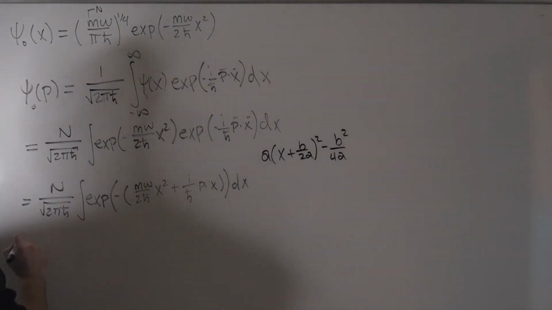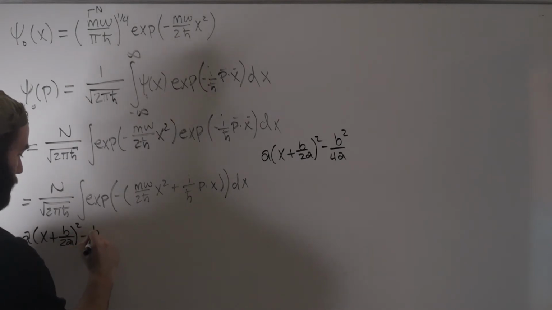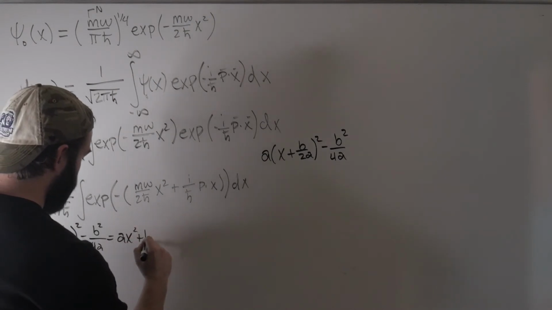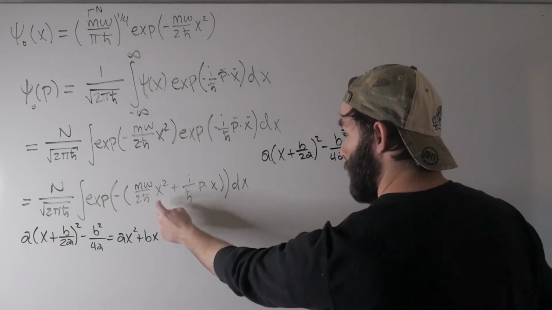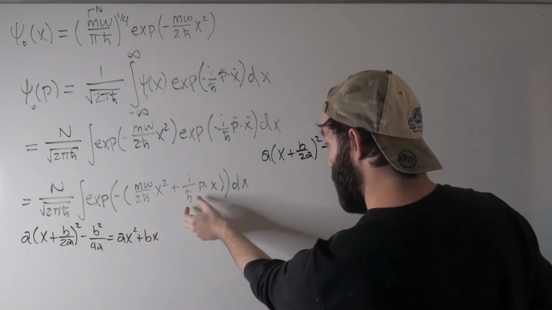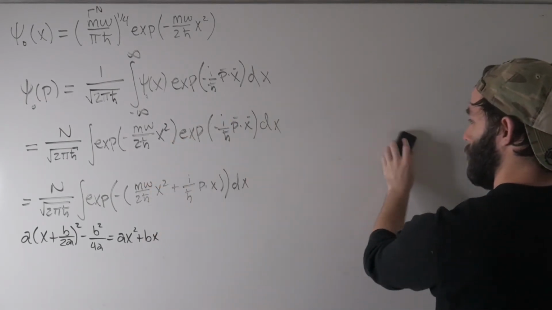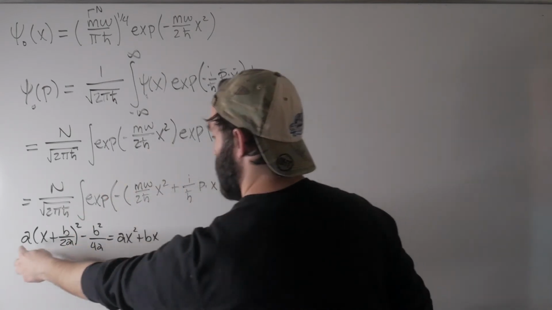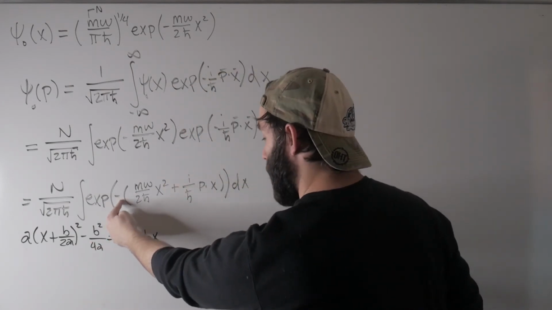So we have, just to write it down here, a times x plus b over 2a squared minus b squared over 4a is equal to ax squared plus bx. Okay, and that's luckily exactly what we have here. We have an a x squared plus bx. So let's go ahead and put that in the right form. So now we're just going to do a little bit of pattern matching here. We're going to find out what is what in this expression. And keep in mind that we're going to end up multiplying by a minus sign at the end.